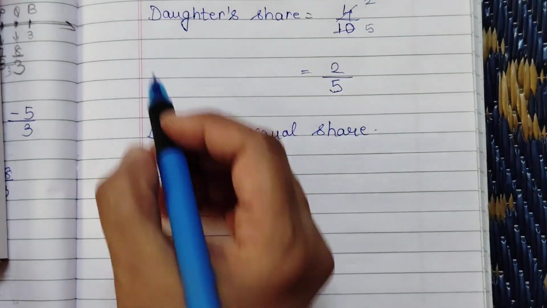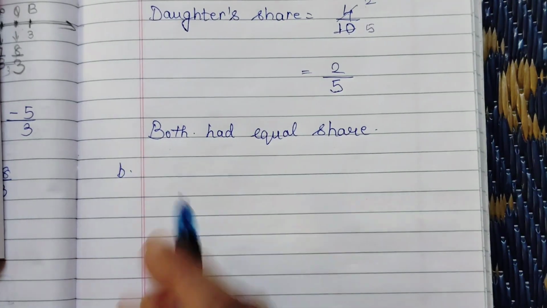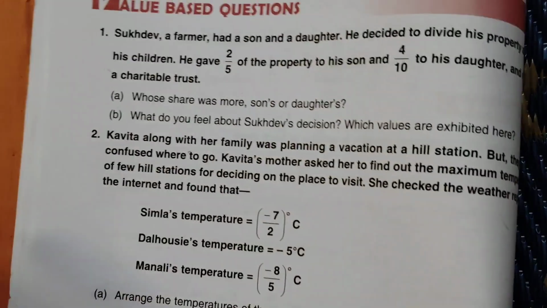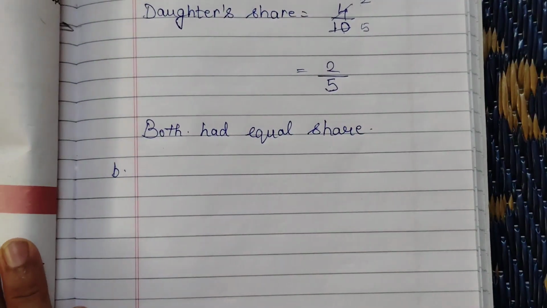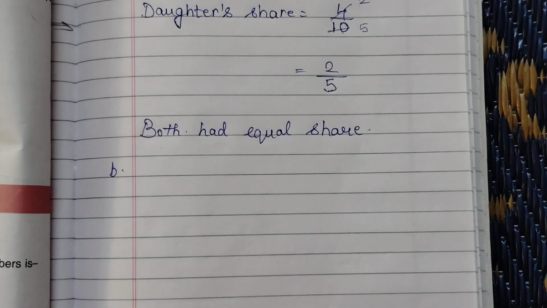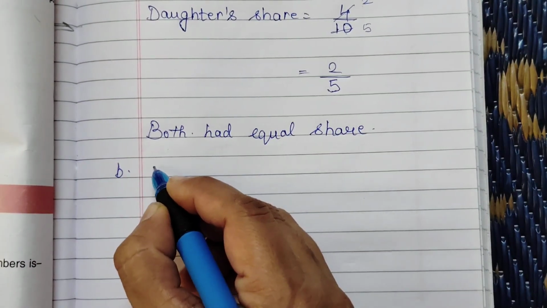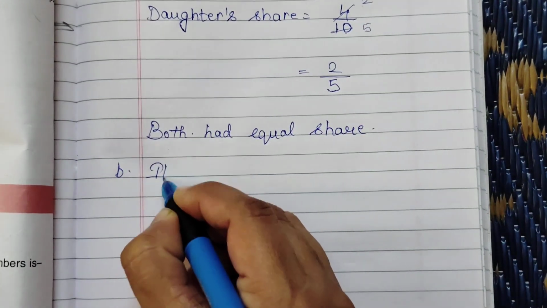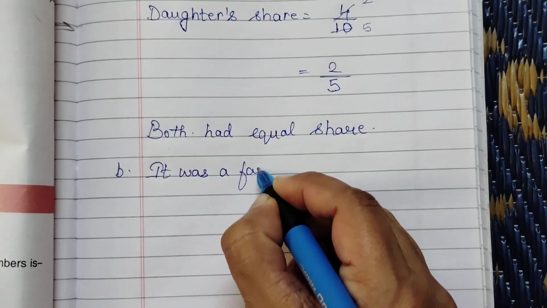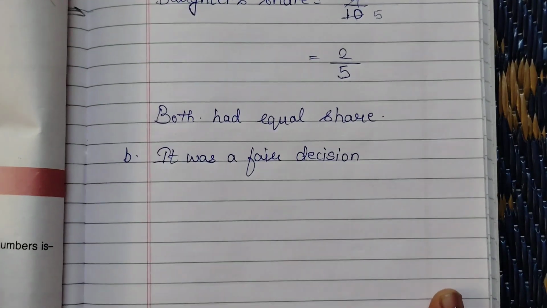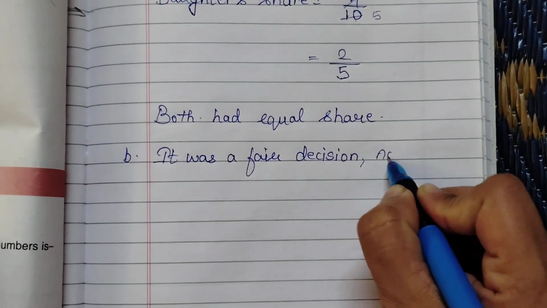Now B. The second question was, what do you feel about Sukhdev's decision? He had a son and a daughter, two children, and he gave them an equal share. So it was a very fair decision. He didn't think, he is a son, so give him more. He made a fair decision. So what I feel about Sukhdev's decision is that it was a fair decision. He was not partial.